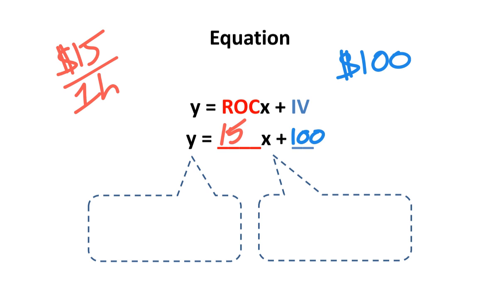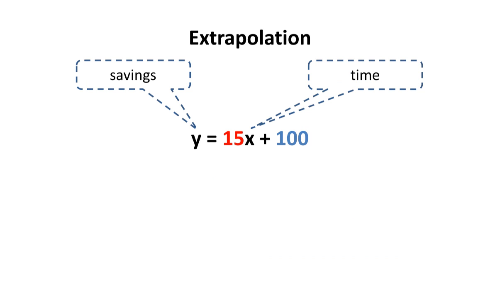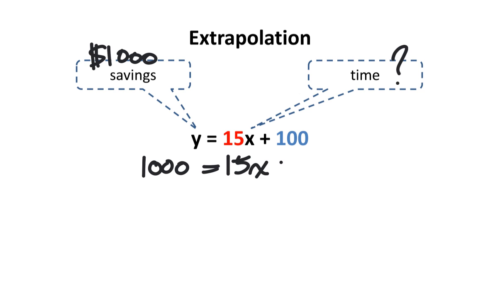So the situation can be represented with the equation y equals 15x plus 100, where y represents your savings and x represents time. As stated in the beginning, we want to find how many hours it will take to save enough money for an iPhone which costs $1,000. Next, you want to replace the variable of y with the number 1000 since y represents savings. Everything else stays exactly the same.